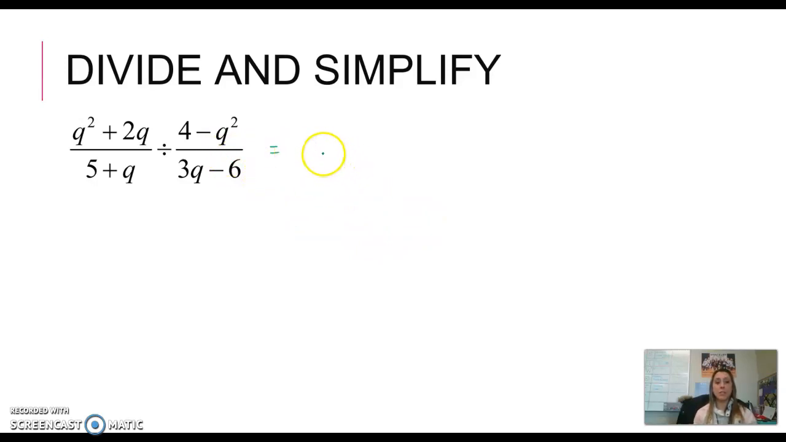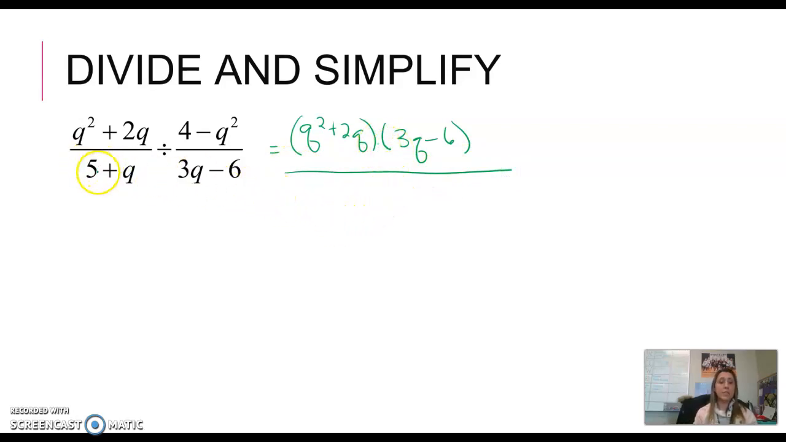So what we're going to want to do is put the keep, change, flip. So we want to multiply by the reciprocal. So we're going to have q squared plus 2q. But then the second part, we're going to have 3q minus 6. And then 5, so this says 5 plus q. I'm going to rewrite that in standard form, and I'm going to write q plus 5. And then this one right here is 4 minus q squared.